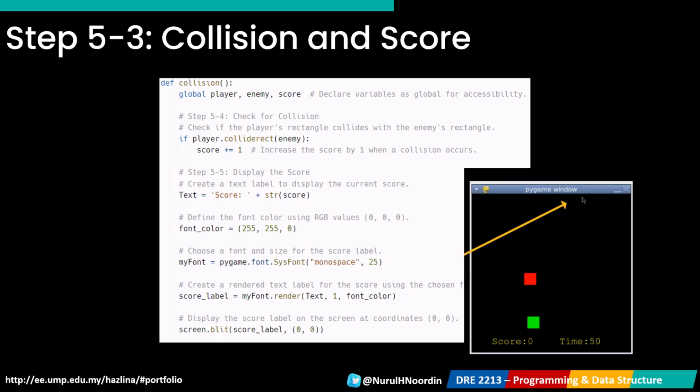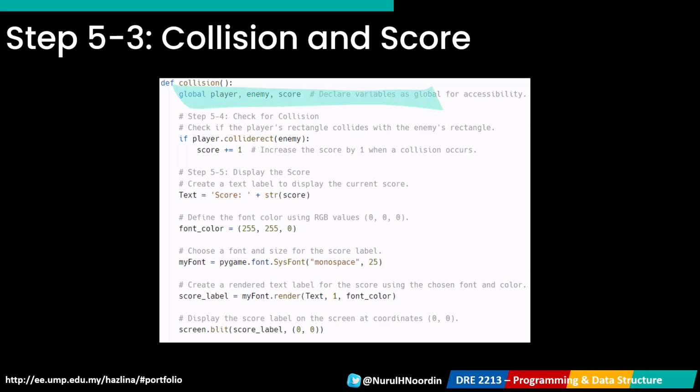To ensure that our collision function can access and modify essential variables, we declare player, enemy, and score as global. The real action happens here. We check if the player's rectangle collides with the enemy's rectangle. When this collision occurs, we celebrate the player's achievement. Every collision is a point earned, a scoring mechanism. We increase the score by 1 when a collision is detected. It's this simple line that adds value to every player action.